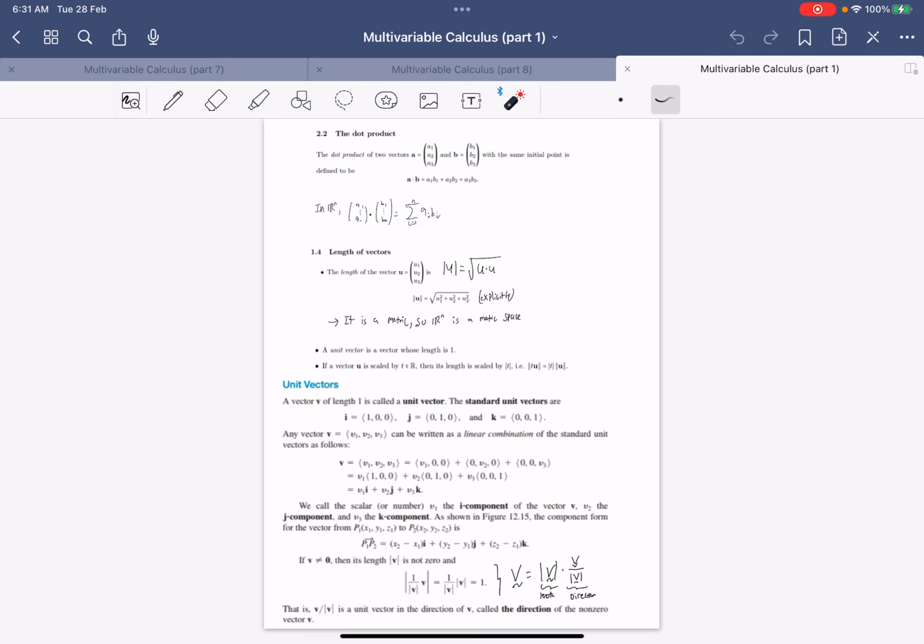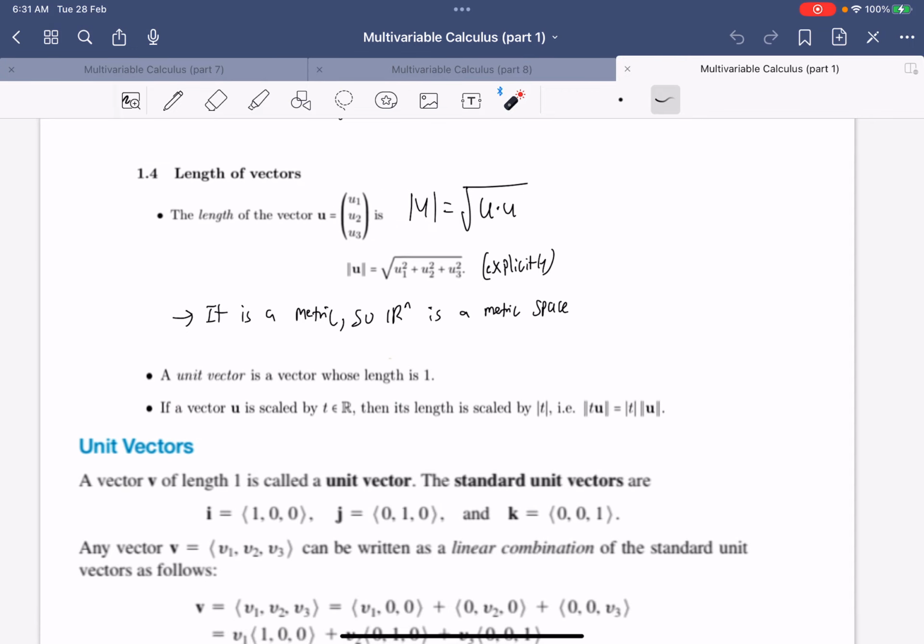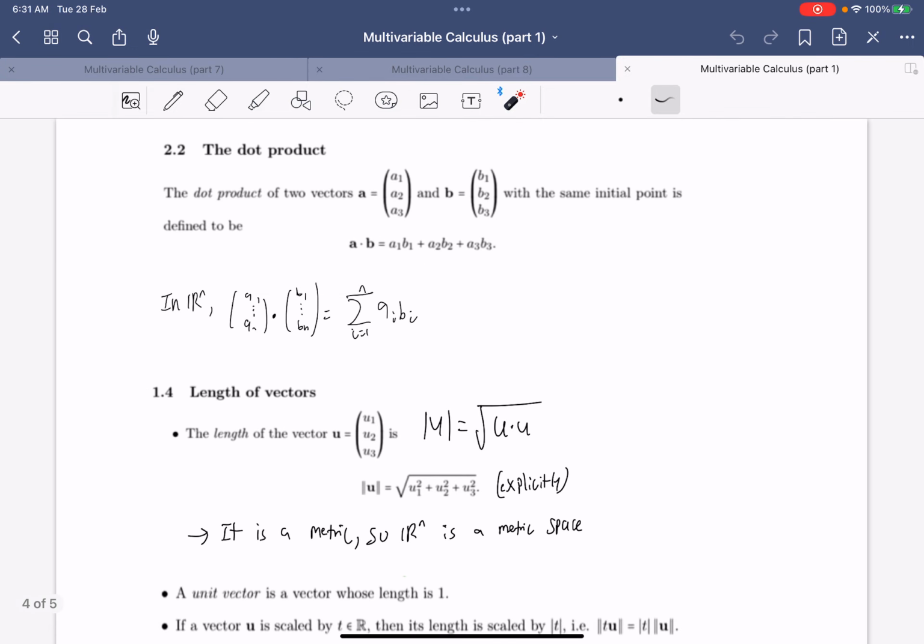Another operation that we can define on vectors is known as the dot product. And the dot product is defined to equal the summation of a_i b_i. And what does that mean? For example, if it's 3 coordinates, it's a1 times b1 plus a2 times b2 plus a3 times b3. And then you add them all up.